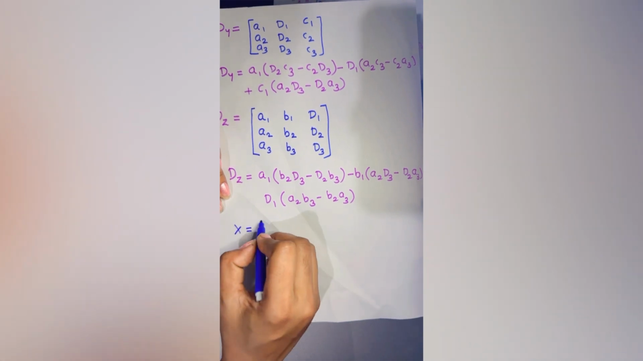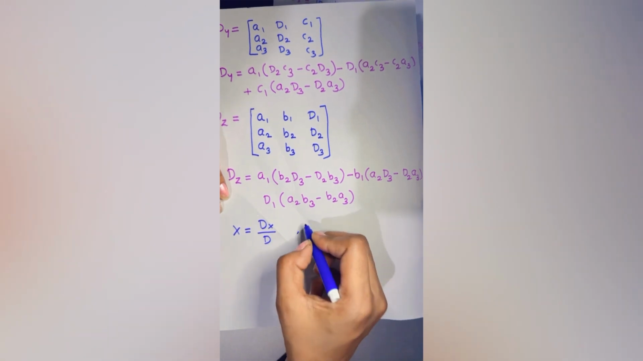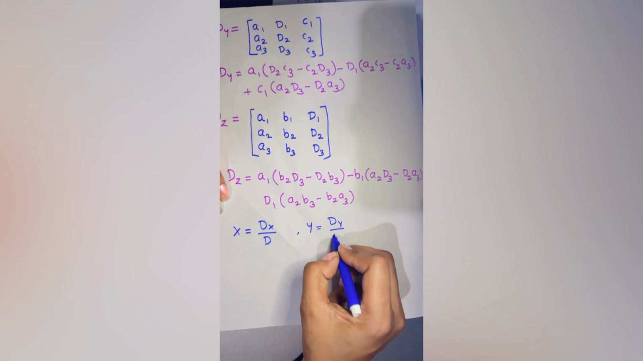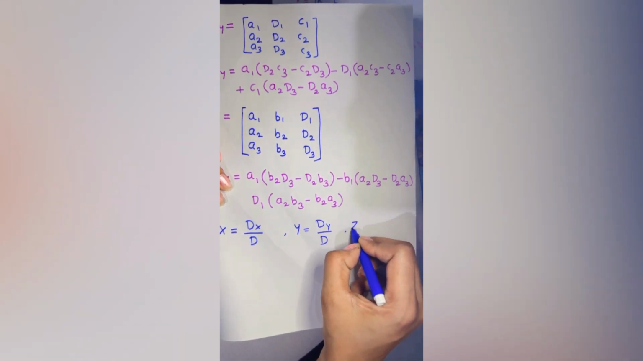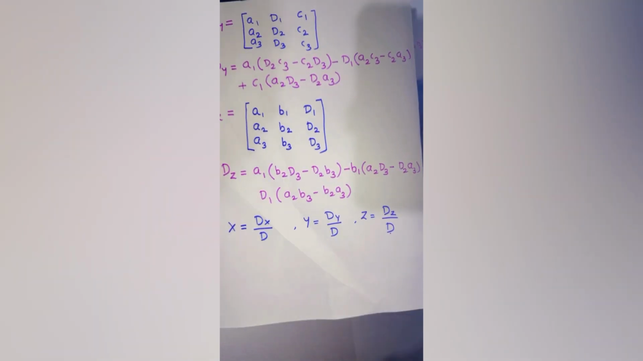Now the final answer: you have to find x. What is x now? Simply calculate dx upon d. y will be the determinant of y upon the total determinant, and z will be the determinant of z divided by the total determinant. So these are the 3 solutions you got.